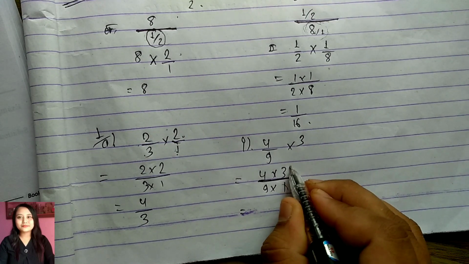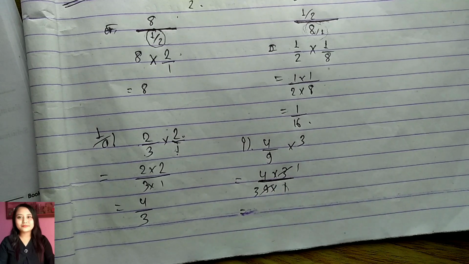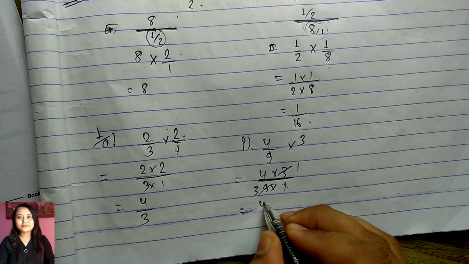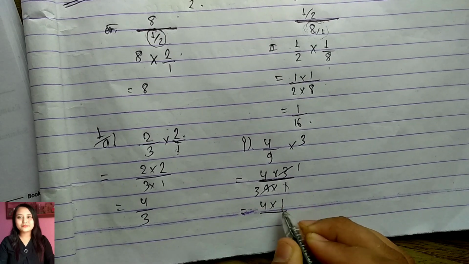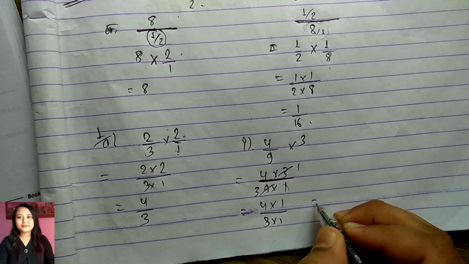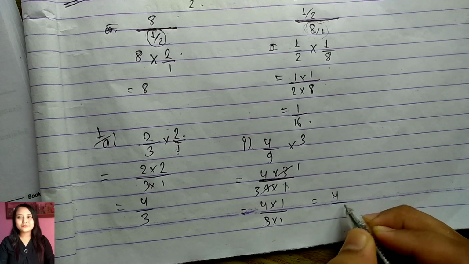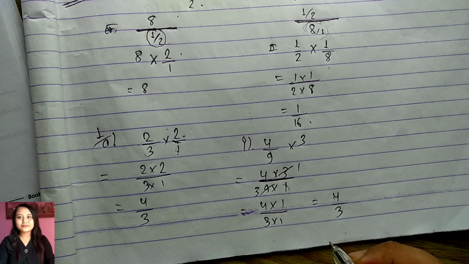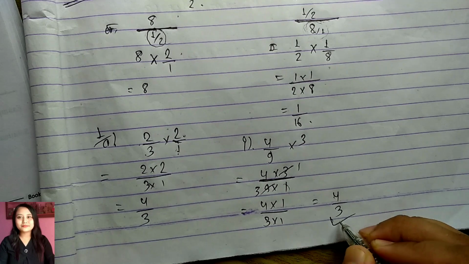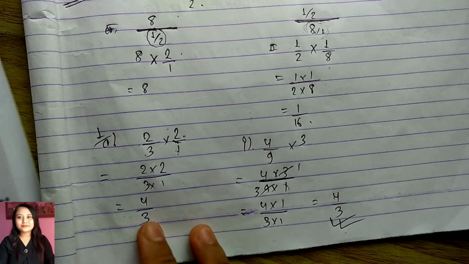So what we can do? 3 1s are 3, 3 3s are 9. We can divide it directly. So the remaining is 4 into 1 in the numerator, and in the denominator it is 3 into 1. It's equal to 4 by 3. Now can it be divided? No, it cannot be divided. So this is the final answer.